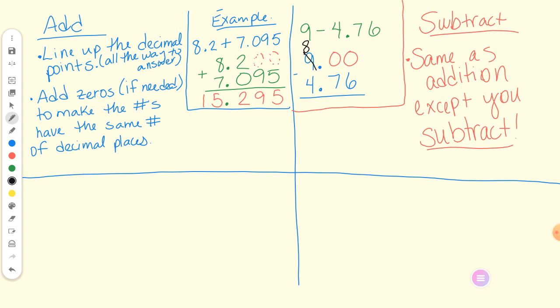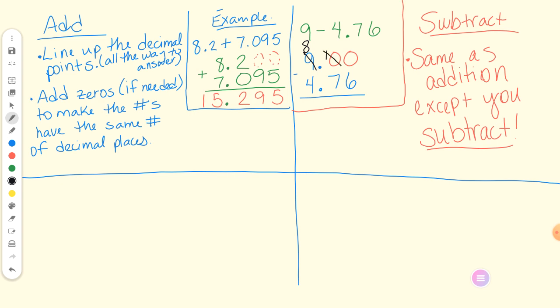How many dimes does it take to make 1 whole dollar? 10. That's why when we regroup, we bring over 10. Because from one place to the next, it takes 10 of those to make one of the next one. Okay, so this is 10. Can I leave it there? No, because I need to get some over here. So I'm going to regroup here.